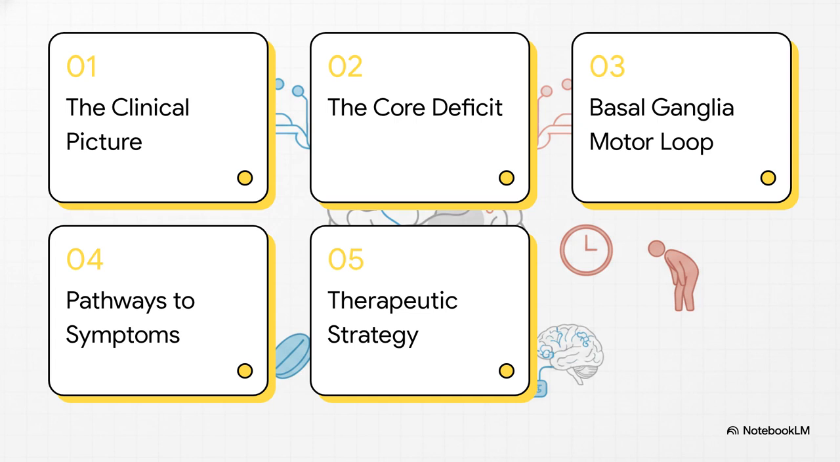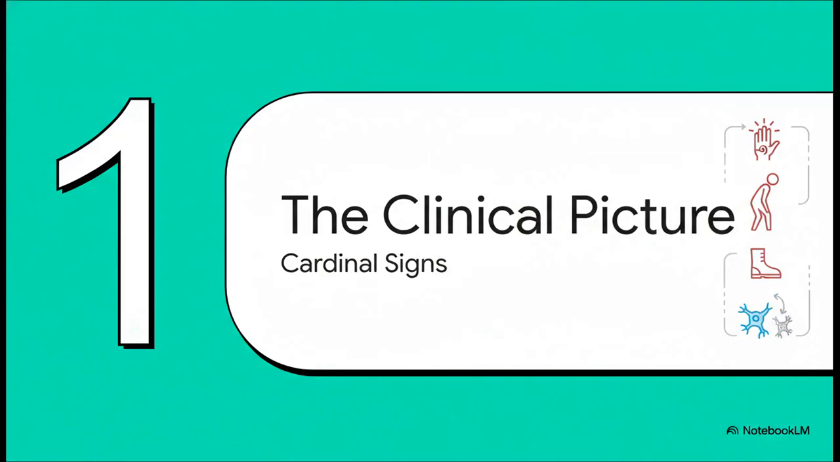We'll start with what the disease looks like clinically. Then we'll dive deep into the underlying cellular problem. After that, we'll map out the brain circuits that are affected, connect that pathophysiology back to the symptoms, and finally, we'll wrap up by looking at the therapeutic strategies that target these pathways. Okay, let's jump right into Section 1, the clinical picture.